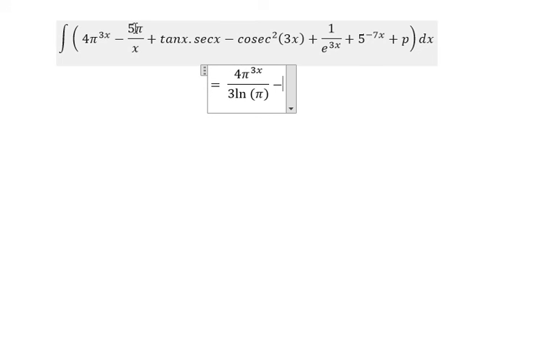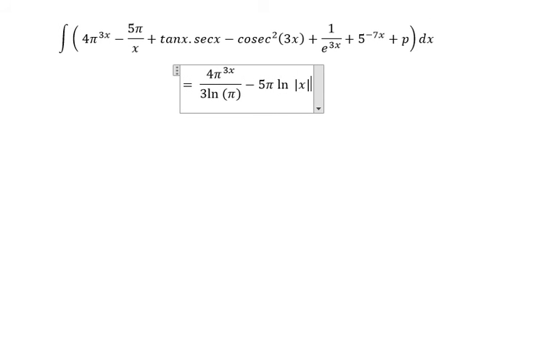The next one we have x, that's about 5b over x. In this situation we got about 5b multiplied with ln of absolute value of x. Because that's 1 over x, they will transform to ln of absolute value of x. The next one, tan x multiplied with secant x. So in this situation, you will go about secant x in here.